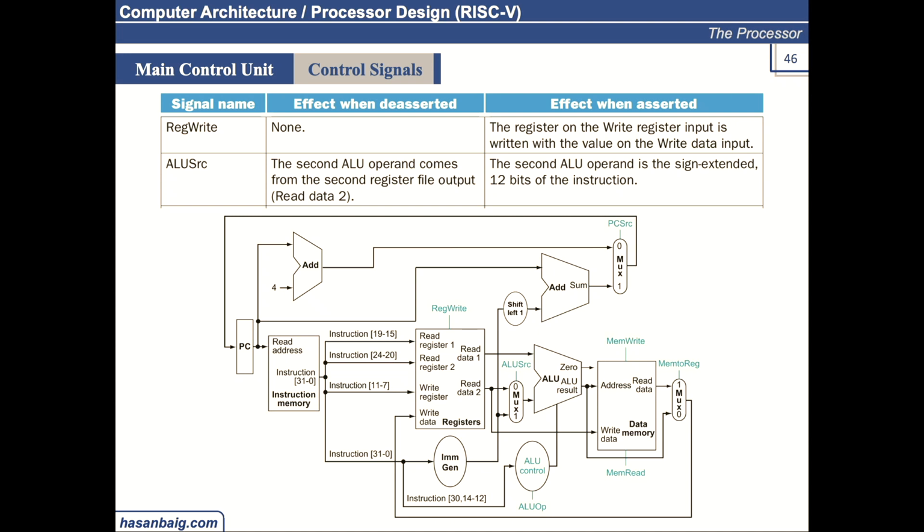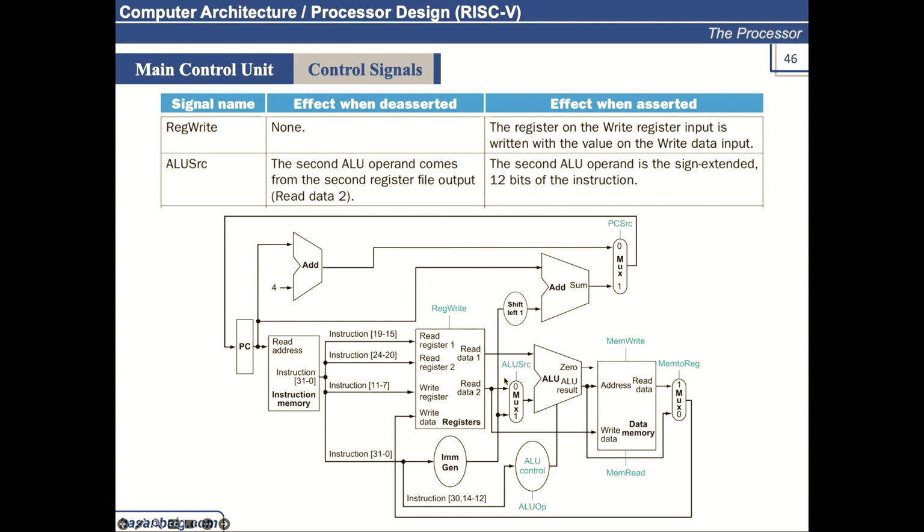This register, whatever address we specify here. This is RD. So whatever data is available at this port will be written to this register. It could be S5, S4, whatever. This is a 5-bit field coming from the instruction which specifies the RD, the destination register.